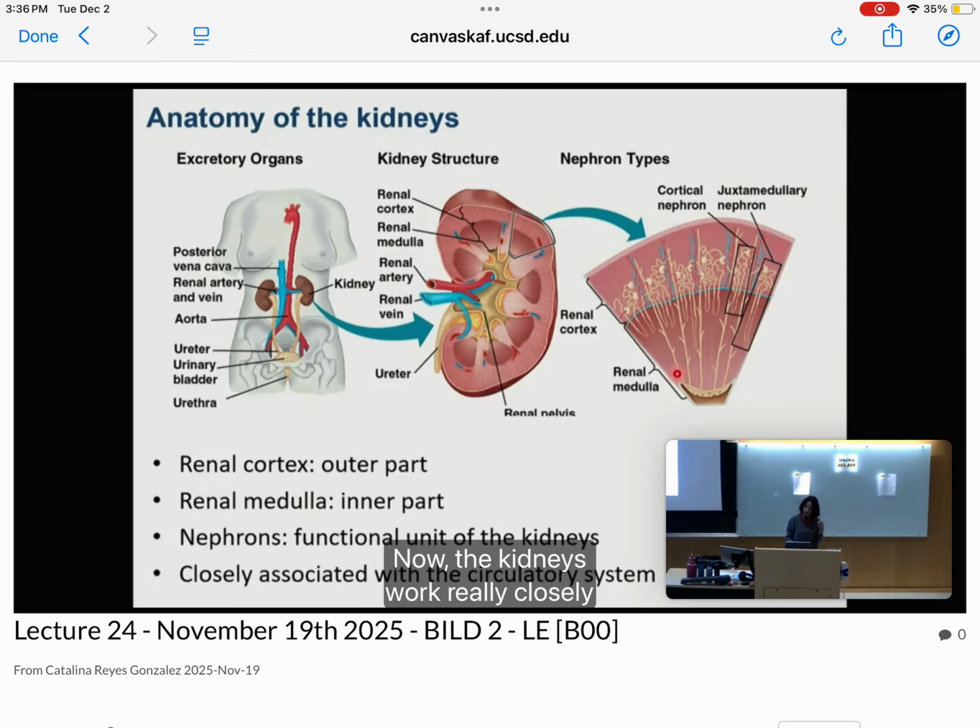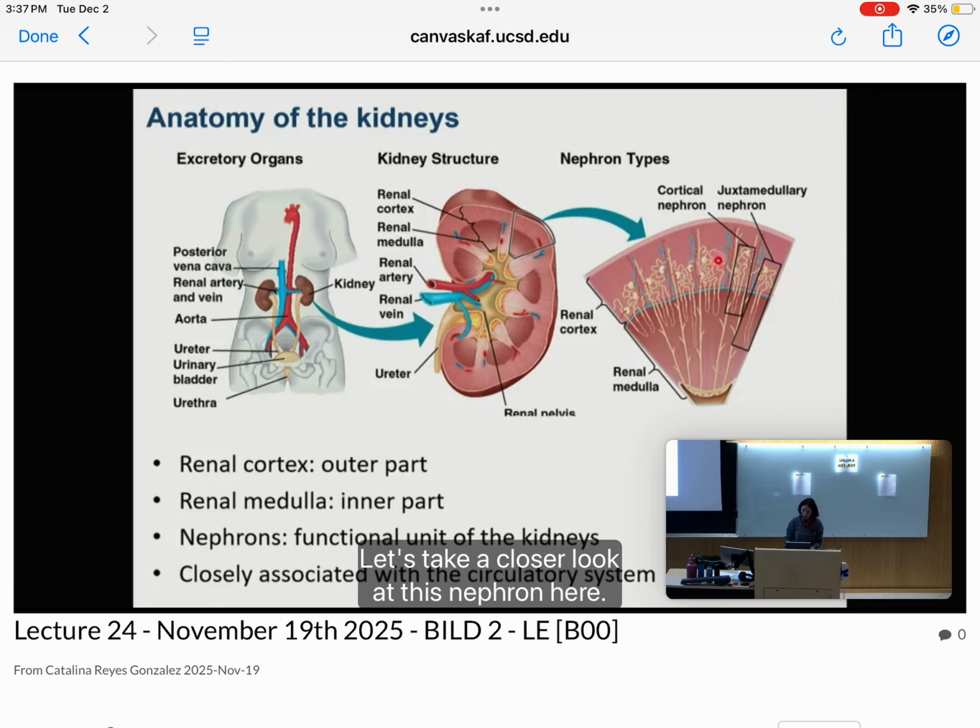Now, the kidneys work really closely together with the circulatory system. Okay? Because the circulatory system is what's going to bring things towards the kidneys to excrete. Sometimes the kidneys are going to reabsorb that, recycle it, bring it back to the circulatory system so that we don't waste it. Sometimes things that didn't get filtered initially are going to be secreted into the nephron again to be excreted. And I'll show you how that process works in a minute.